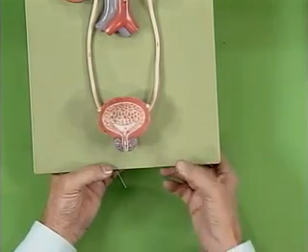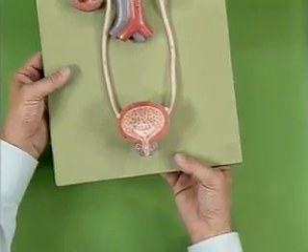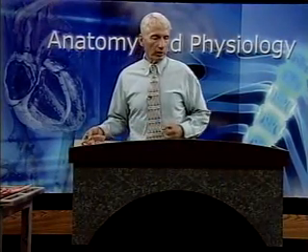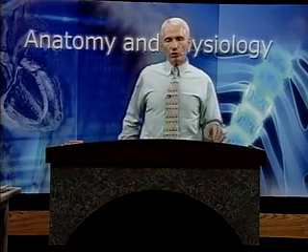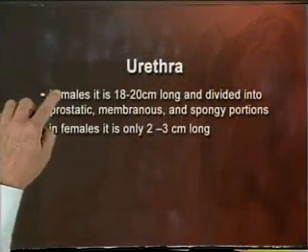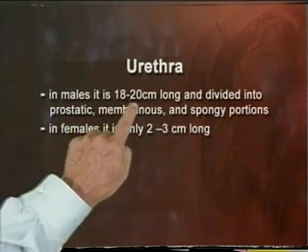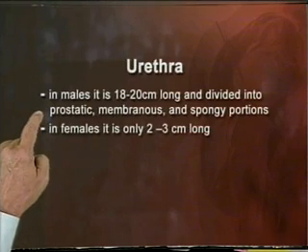So it's going to be several centimeters long in a male. It's going to be considerably shorter in a female. Matter of fact, in a female, it's only 2 or 3 centimeters long, and that's one of the reasons why ascending infections of the urinary bladder are much more common in females than they are in males. If we look at this graphic that summarizes some facts about the urethra, we say it's 18 to 20 centimeters long in males, and it's divided into a part within the prostate.